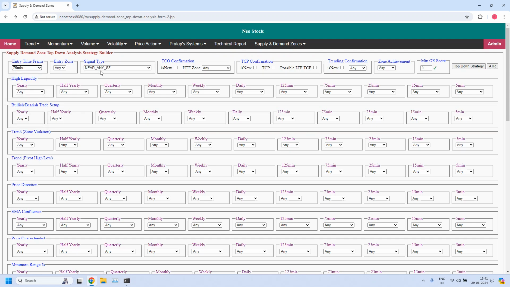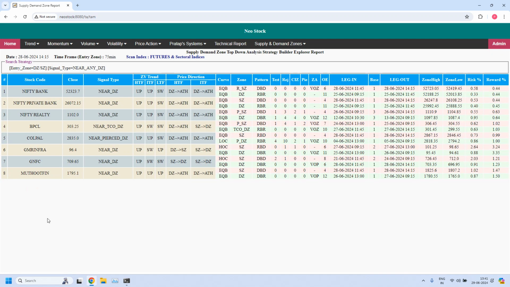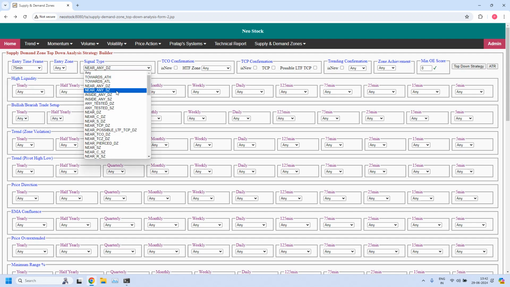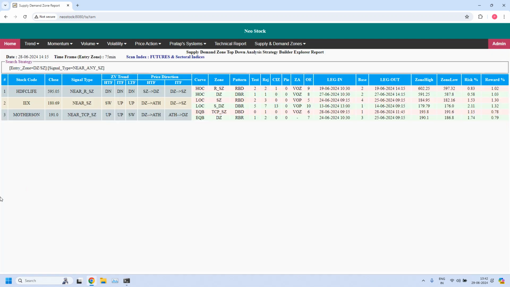Entry time frame is 75 minutes. Let us find the stocks near 75 minutes demand zone. 8 stocks are filtered. Let us identify high liquidity demand zones from the 75 minutes time frame. We don't have any high liquidity demand zones from this list. Going back. For 75 minutes time frame, let us find the stocks near 75 minutes supply zone. 3 stocks are filtered. Let us check high liquidity supply zones.